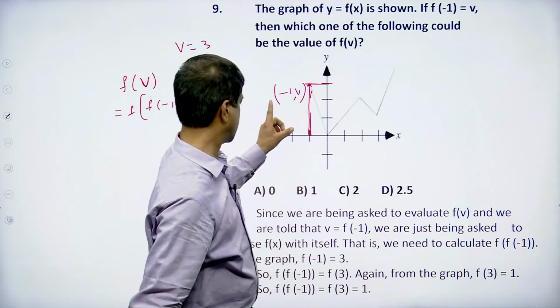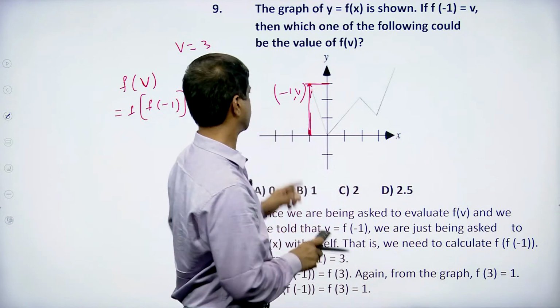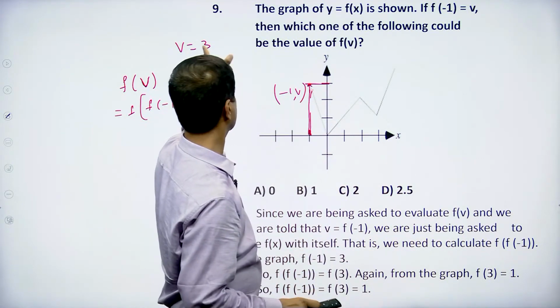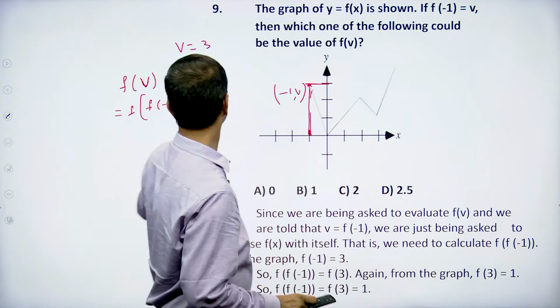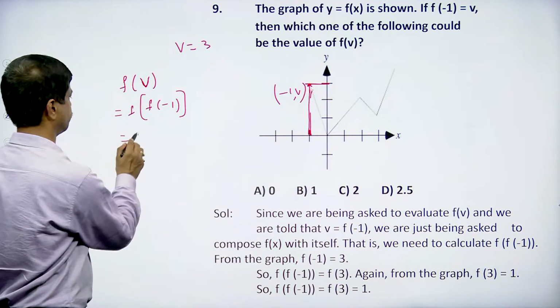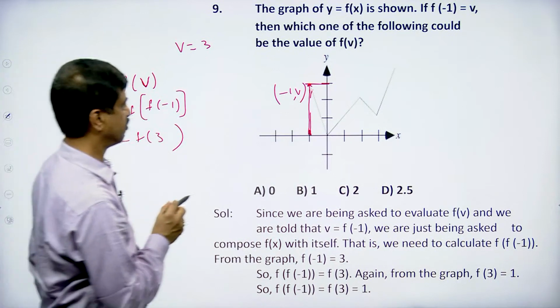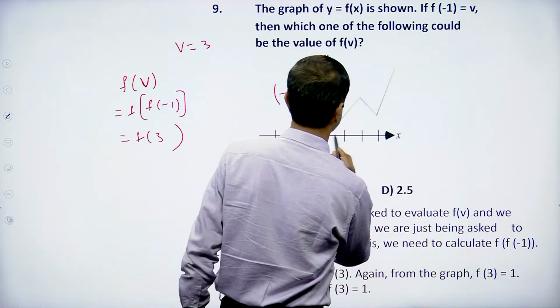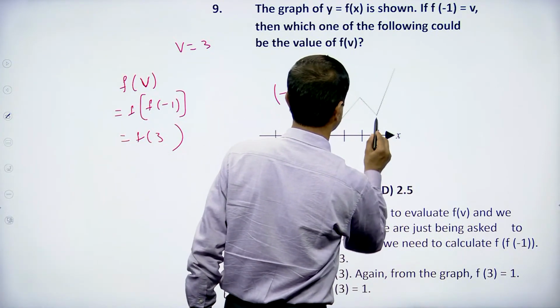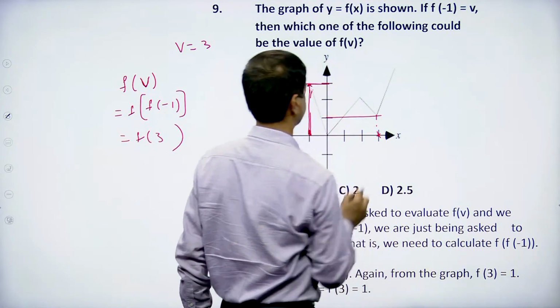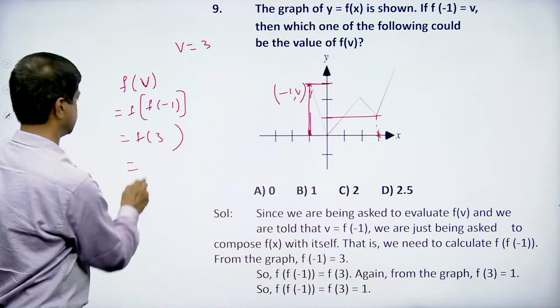f of minus 1 is equal to 3. f of minus 1 equal to v, but v is equal to 3. So f of minus 1 is 3. So you should find out f of 3. f of 3 means what? Here. This is f of 3. So that is approximately 1 according to the diagram. So therefore f of 3 is equal to 1.